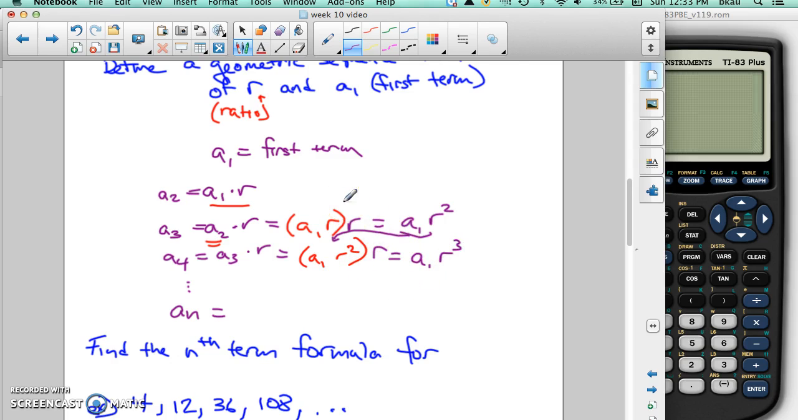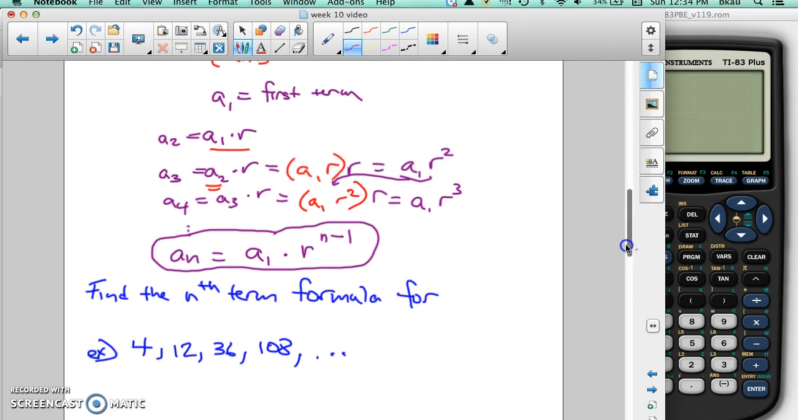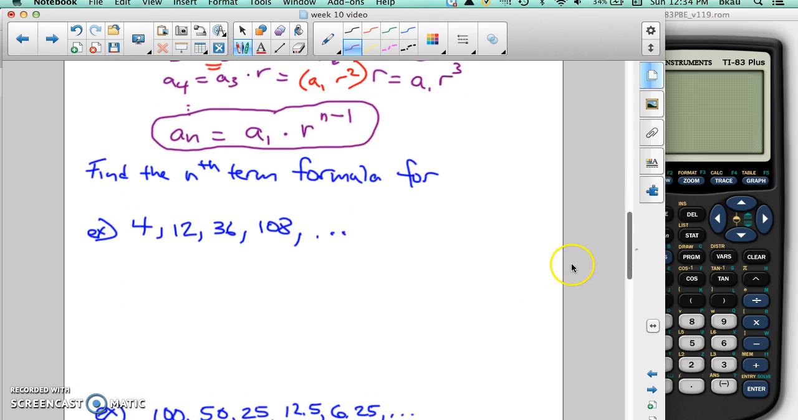We should see that this is going to be a sub 1, the first term, times the ratio, and the ratio is going to have a power on it that's 1 less than the term number. If you look at this one's 3, this term is 4, it's 1 less, this term is 3, this power is 2, so it's 1 less, so we're going to write that n minus 1 power. So this is going to be our general nth term formula for any geometric sequence. So we're going to use that.